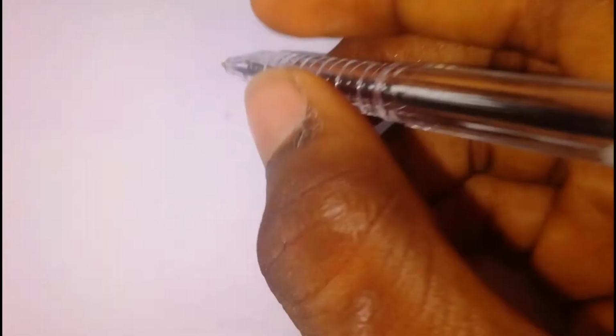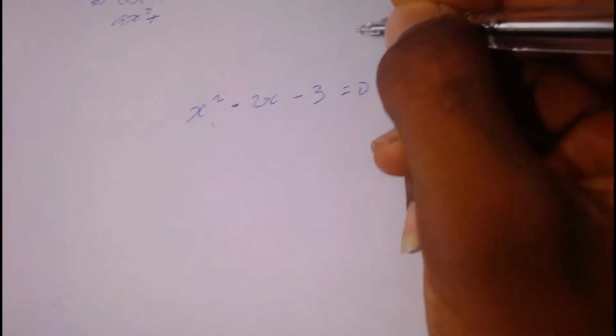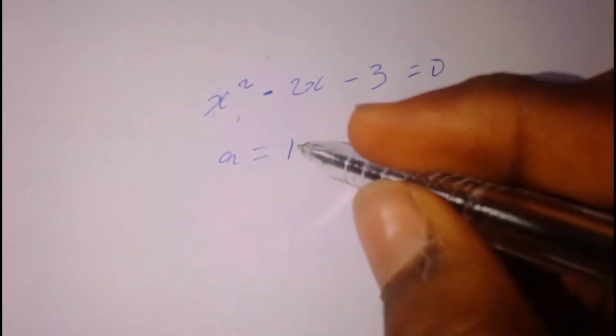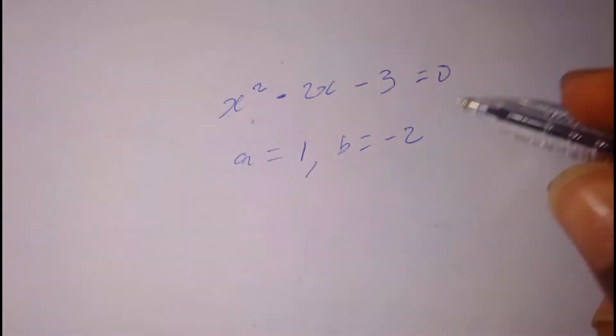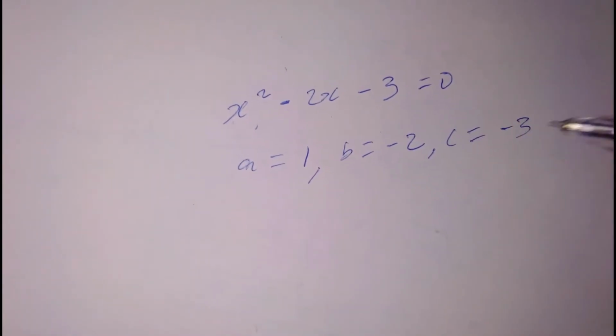Now I'll be showing you how to make use of the almighty formula to solve any question. Let's make use of this question: x squared minus 2x minus 3 equals 0. The first thing you want to know is what a is. a equals 1 because the coefficient of x squared is 1. b equals negative 2 because the coefficient of x is negative 2. And c equals negative 3.